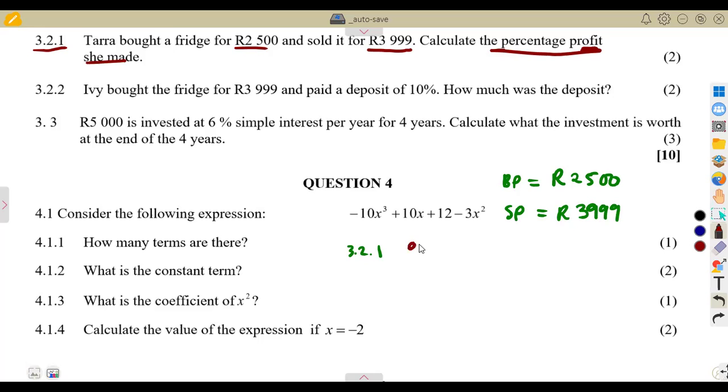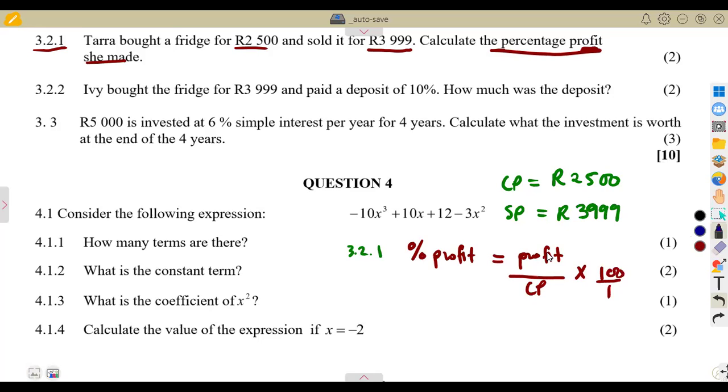So it follows that for the percentage profit, you must have a profit in order to have percentage profit over the cost price, which is the buying price. Let me put it this way, maybe this is what you're used to: profit over buying price, that's your cost price, isn't it? Times 100%, which is 100 over 1.